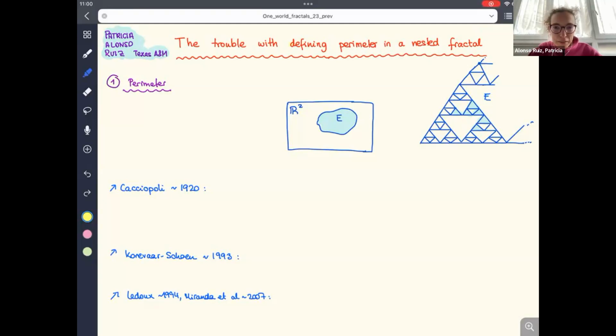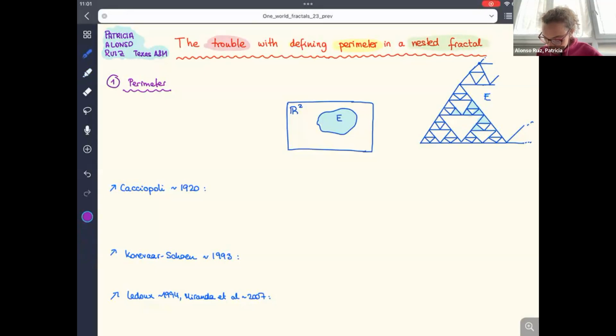I have chosen the title in a way that can be used as a guide of the talk. It has three main pieces. The first one is the word perimeter. We will see in a second, we'll talk a little about perimeter in different ways. Then I'm going to briefly recall what a nested fractal is. More specifically, we will talk about unbounded nested fractals. And finally, we will discuss what the trouble is with whatever definition we try to make sense of.